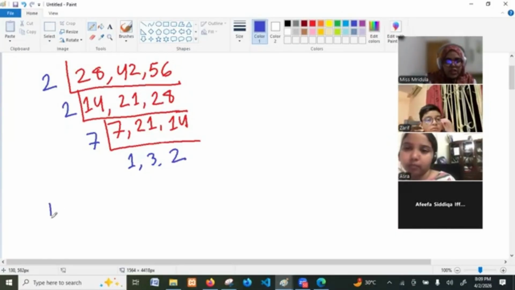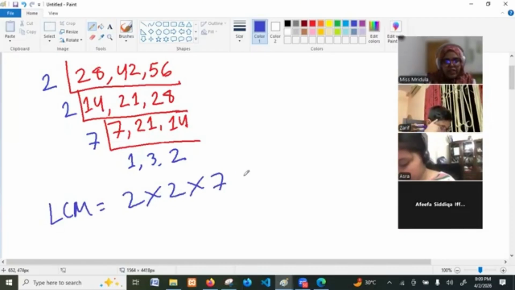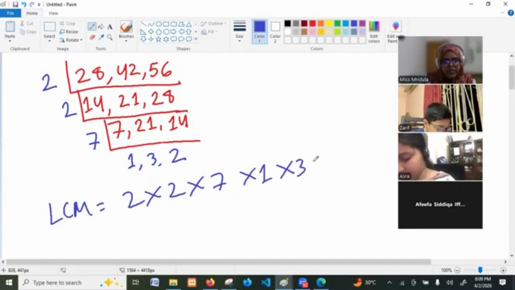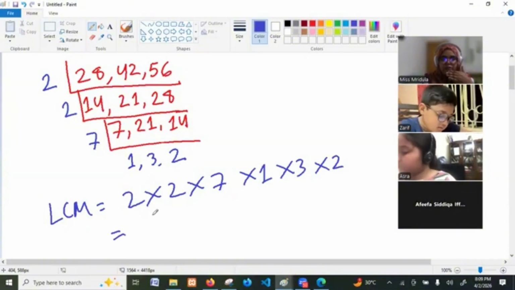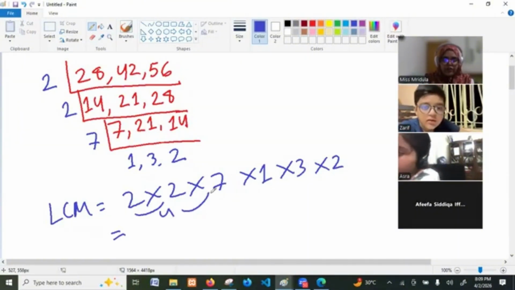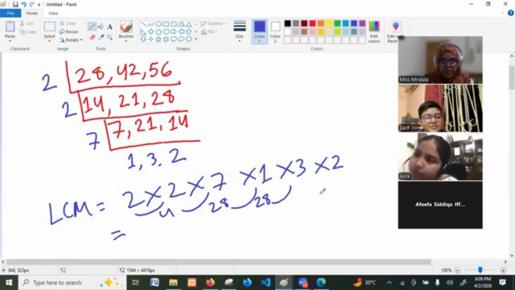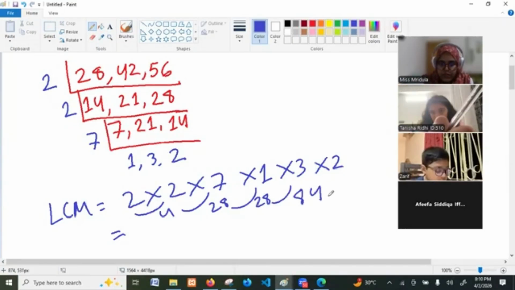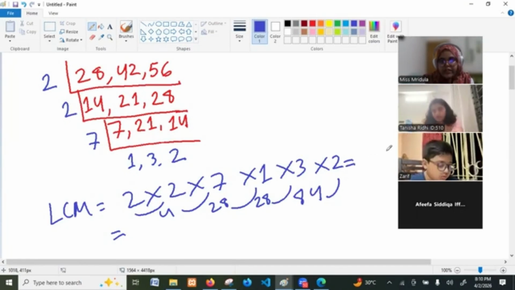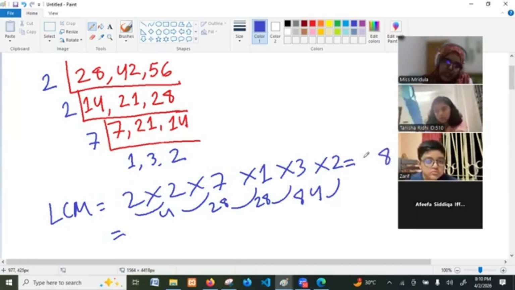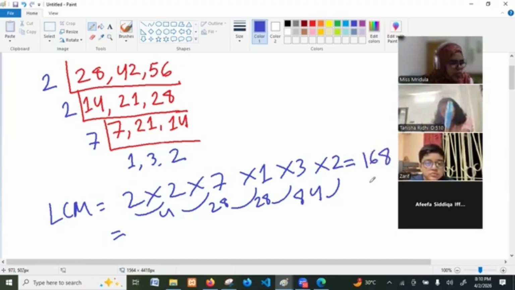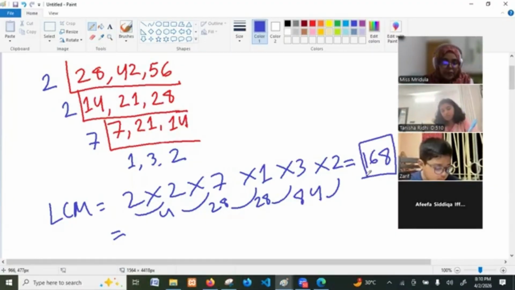Oh my God. So LCM will be 2 times 2 times 7 times 1 times 3 times 2. So 2 2s are 4, 4 7s are 28, 28 1s are 28, 28 3s are, what did I write that time? 84, yeah. And 84 times 2 will be 4 2s are 8, 8 2s are 16. So 168. Okay, so this is our LCM.